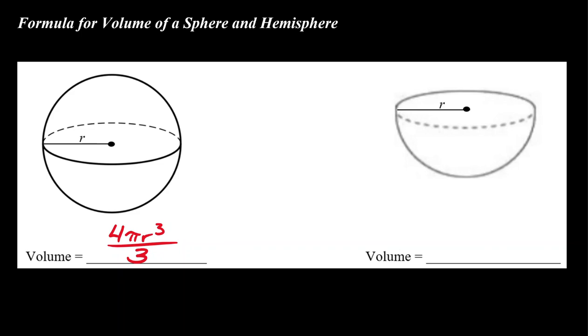It's the same thing for a hemisphere. Obviously a hemisphere has been cut in half, so it'll be half the volume. If we divide this by 2, it's the same thing as dividing any one of the numbers on top by 2, so we should get 2 thirds pi r cubed. So the volume of a sphere is 4 thirds pi r cubed, or 4 pi r cubed divided by 3. And the volume of a hemisphere is 2 pi r cubed divided by 3.